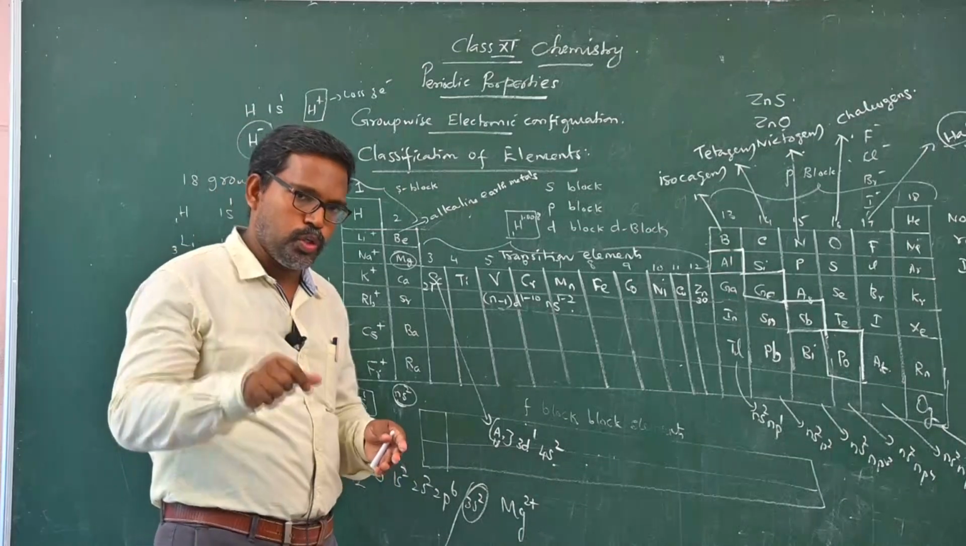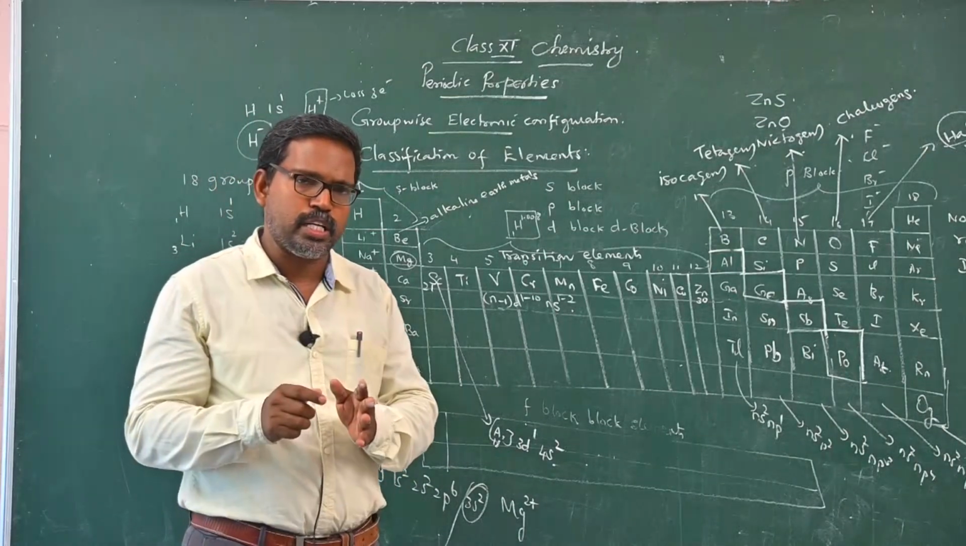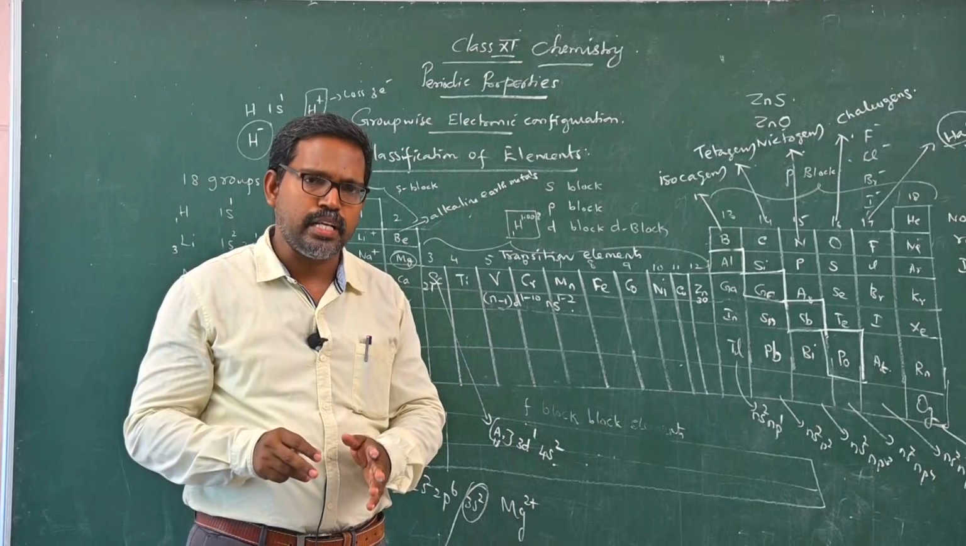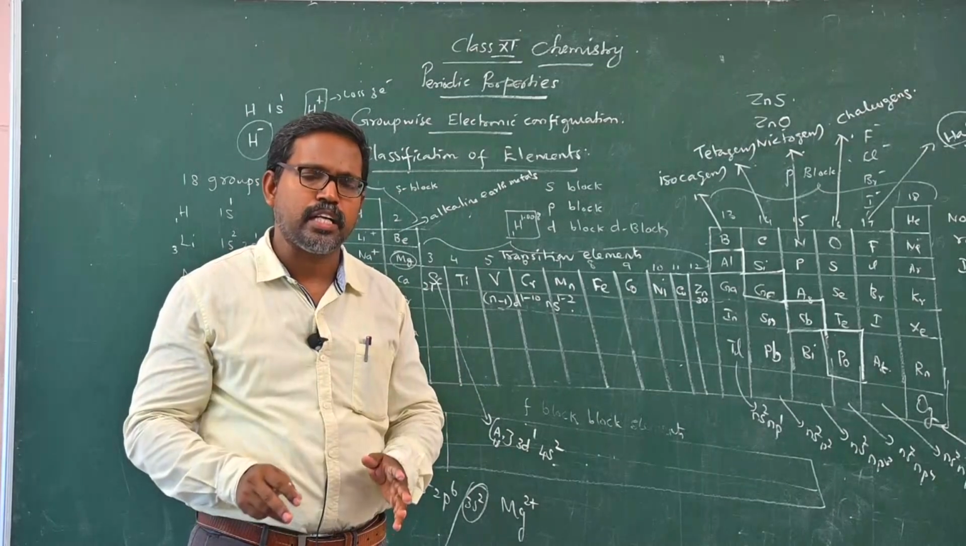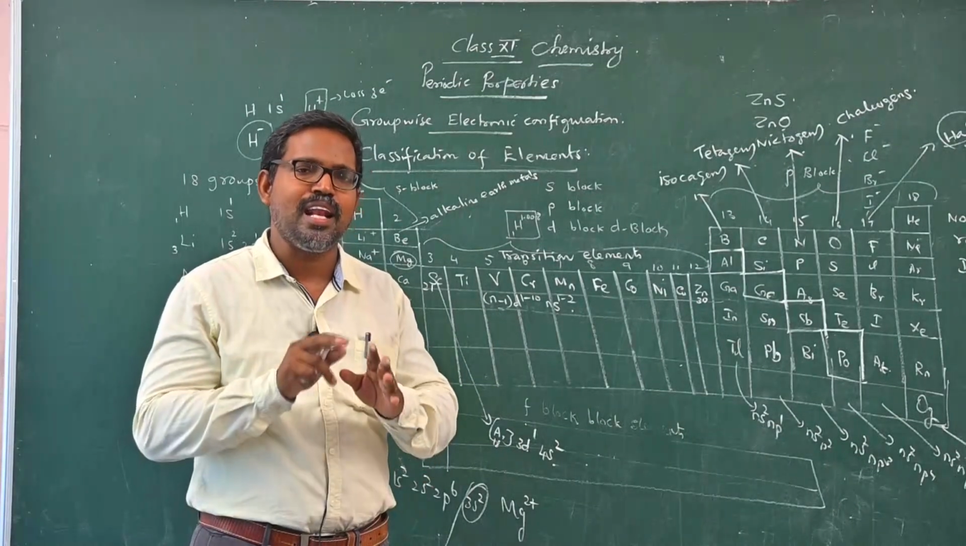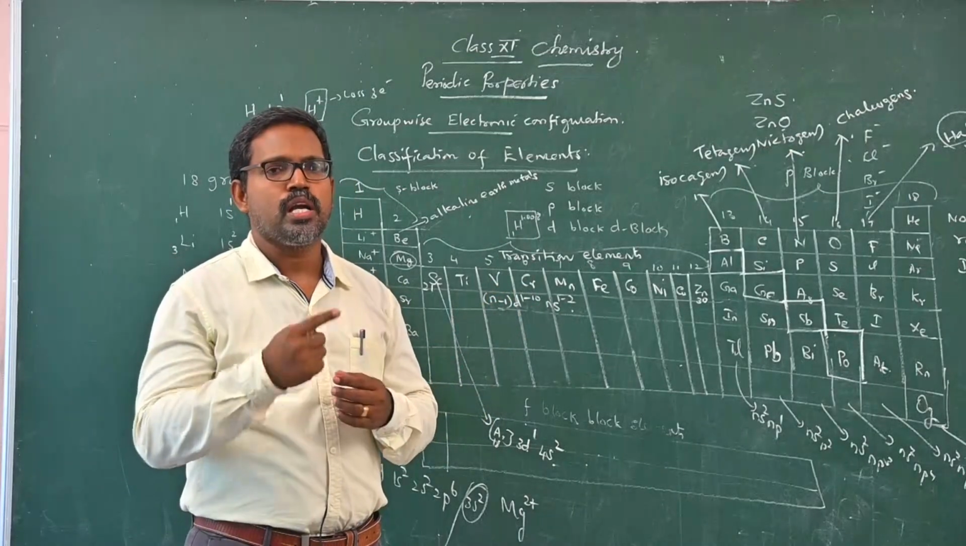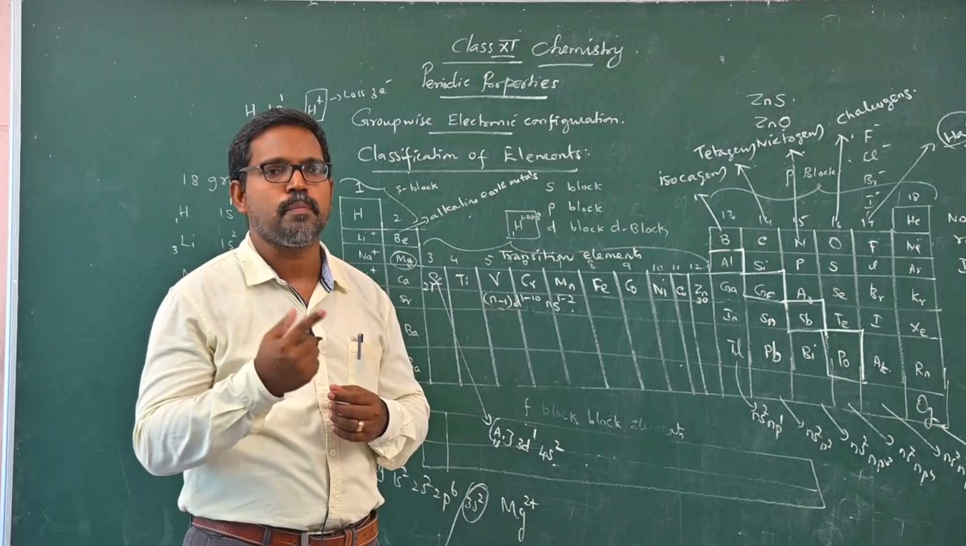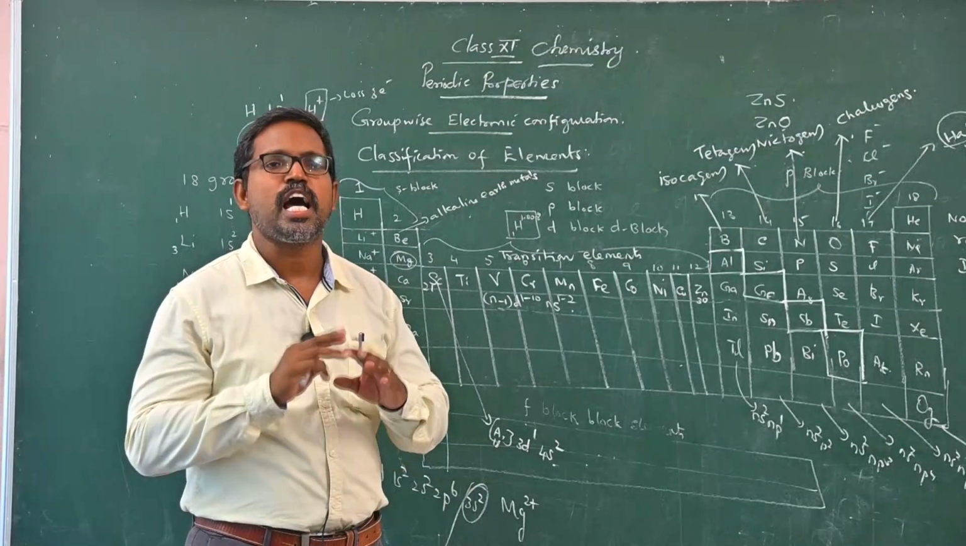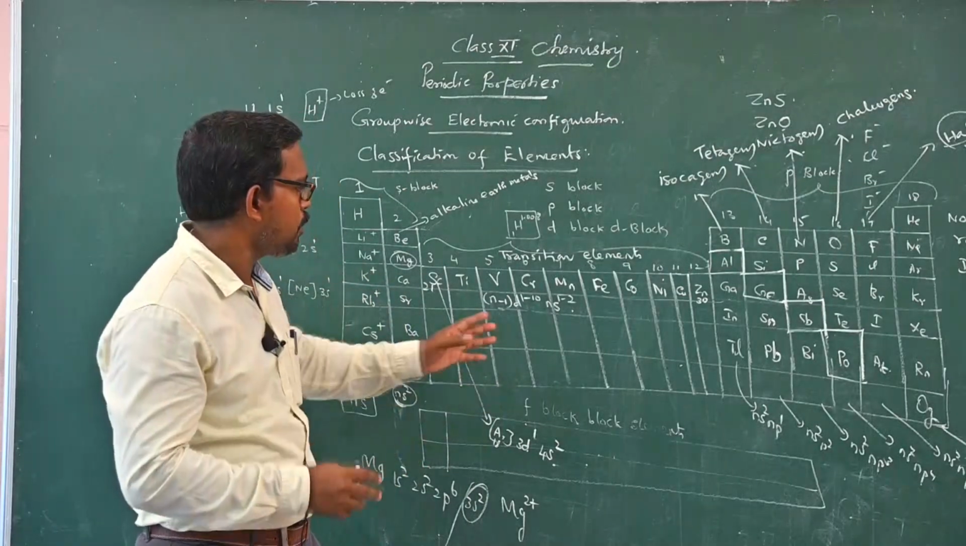So, I told you these are reactive metals, very good conductors of heat and electricity, malleable and ductile. They show sonorous and lustrous properties. Sonorous means bell sound; lustrous means shining capacity. Most of these elements show this.